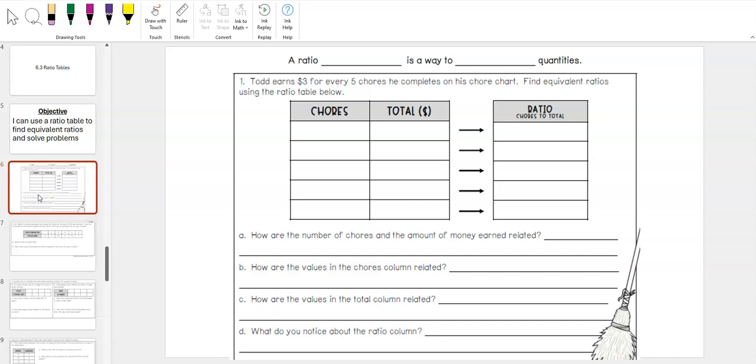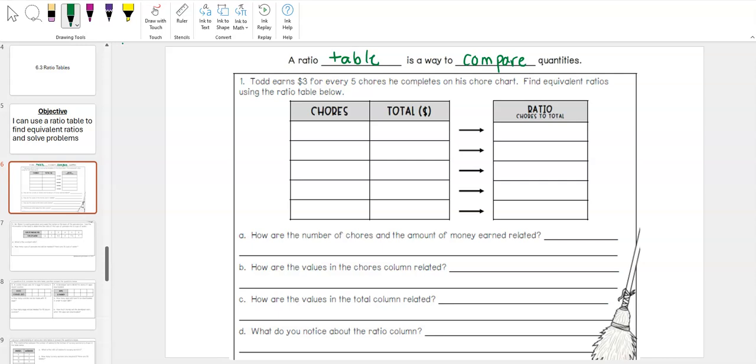So the very beginning, we are going to add some notes here. It says that a ratio table is a way to compare quantities. So all ratios help us compare quantities. Ratio tables in particular help us compare them really well. So in this example, we have Todd earns $3 for every 5 chores he completes on his chore chart. We're going to find equivalent ratios using the ratio table below.